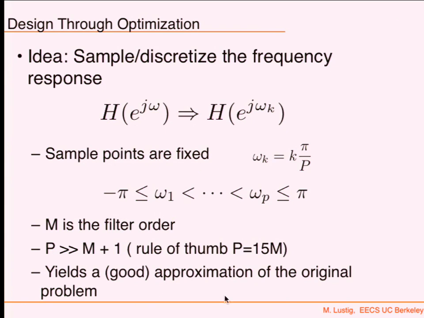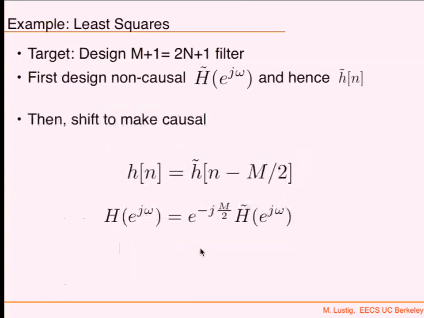Okay. All right, so we're going to discretize. Now, once we discretize, we can work with vectors and matrices. When we evaluate the DTFT at a particular point, this is really a matrix-vector multiplication. This is what it comes down to. So the target is to design a 2N+1 length filter. So an odd length filter, even order. Order even, odd length.